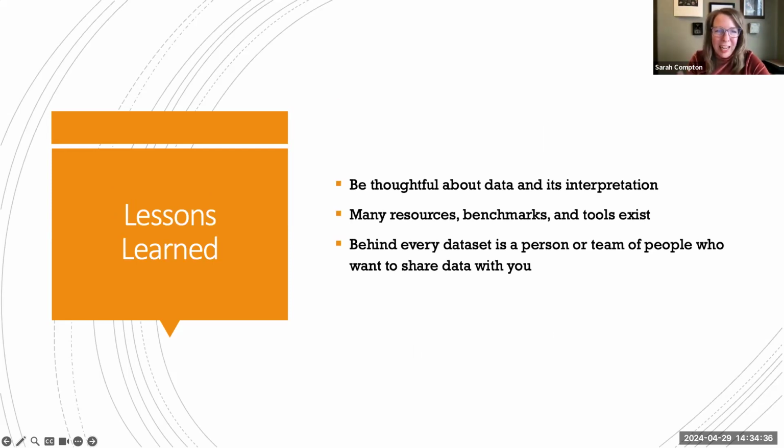I think I've already highlighted that it's really important to be thoughtful about data and how it is interpreted, and to provide as much context as possible. There are a lot of resources, benchmarks, and tools available. It was a really enriching and interesting experience to be able to do some pretty deep dives into what it means when we're looking at different data sets.